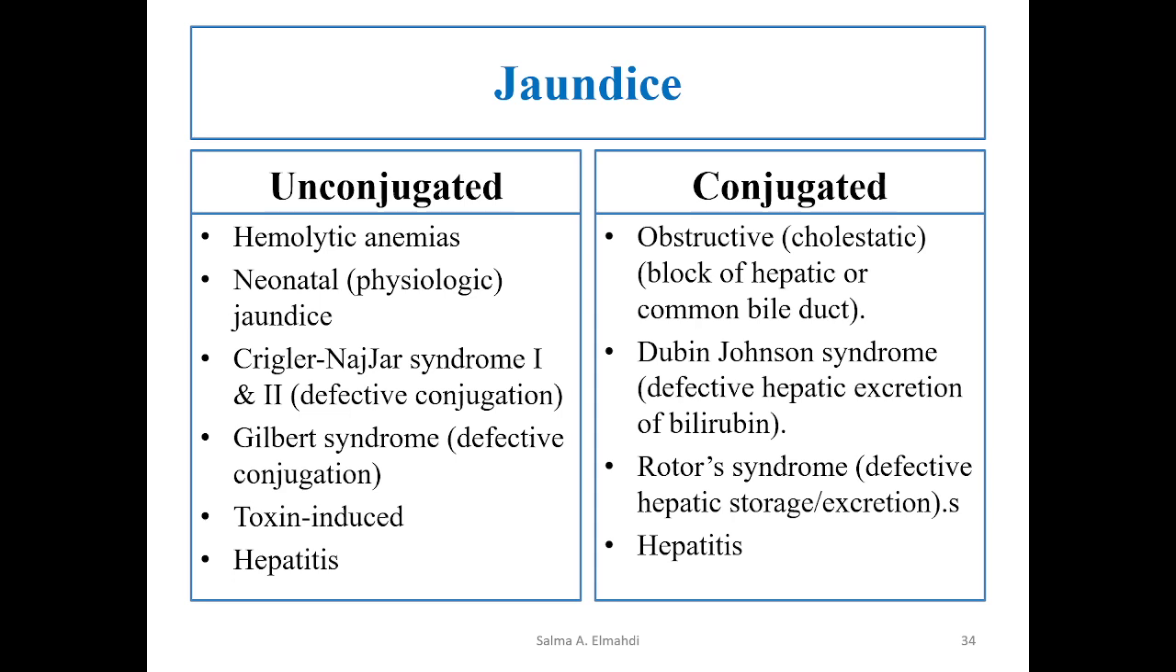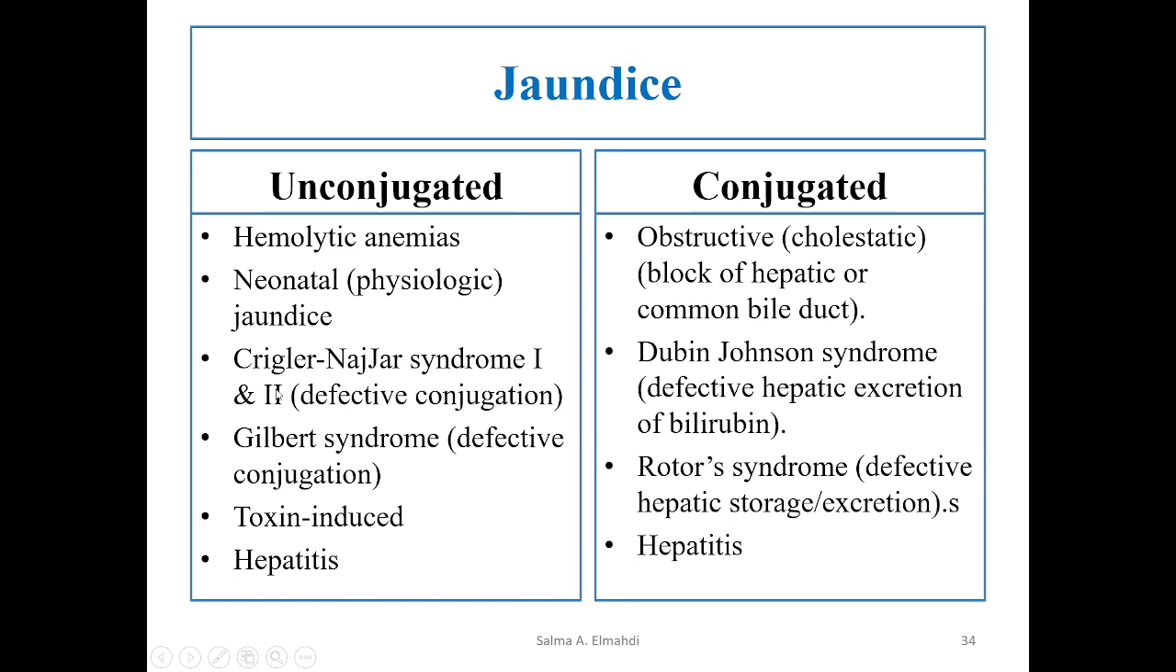A famous example is in neonates, because they are immature. Even if they are mature, they have relatively higher content of RBCs. Some of these RBCs will be destroyed, and these children in the early days, first or second day of their lives, will present with what is called neonatal physiologic jaundice.